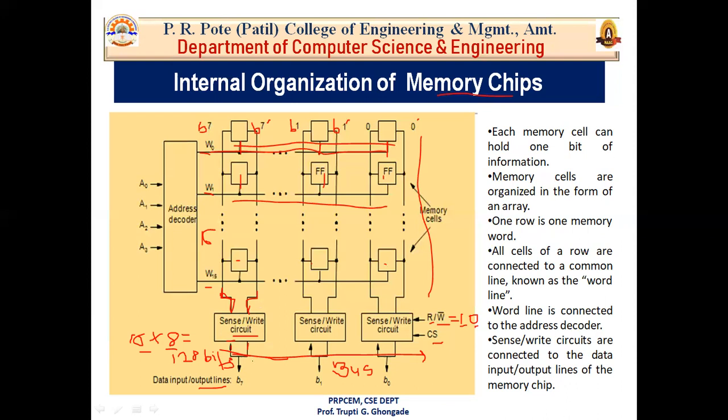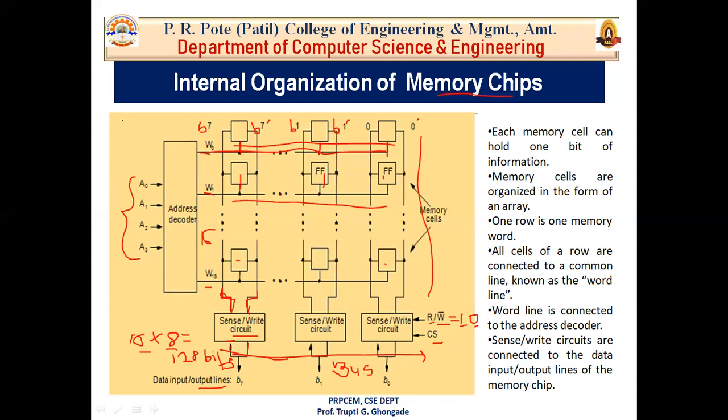Since we have 16 words, how many address bits do we require to represent the number 15, that is, the word line 15? We require 4 bits to represent the maximum word line, that is 15. So how many bits are required to address 16 words? 4 bits are required. Using these 4 bits, you can access any word line of your interest.